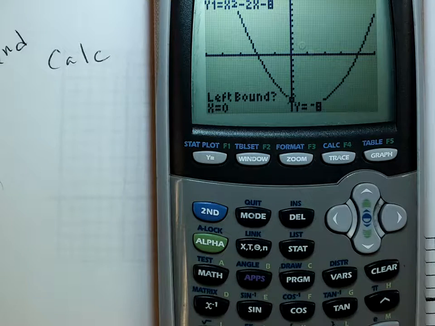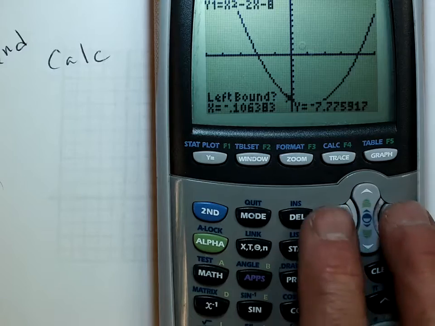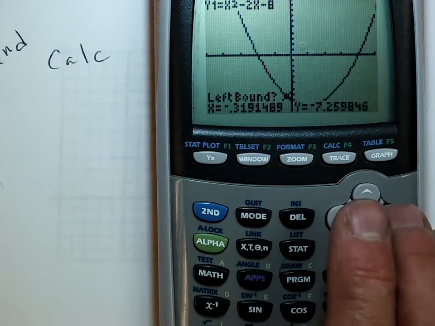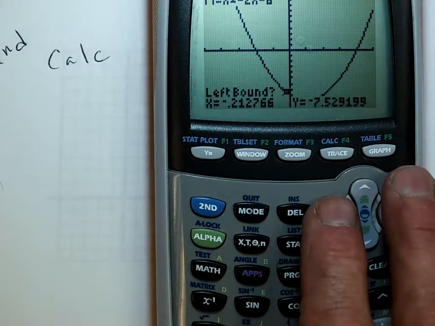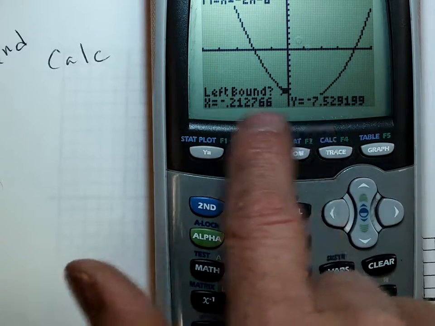That's okay, but I can move the cursor back and forth. So I just need to be left of the point I want to find. Anywhere left of the point I want to find is fine. That's good enough for me. Okay, so I need to just be left of my vertex.